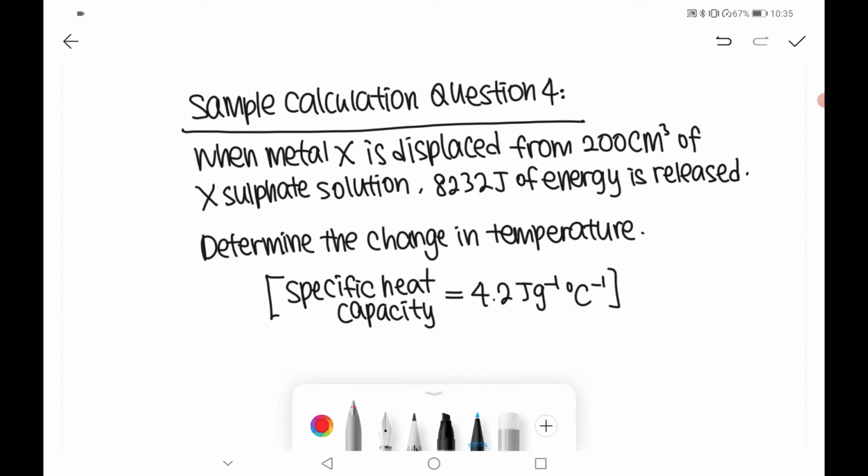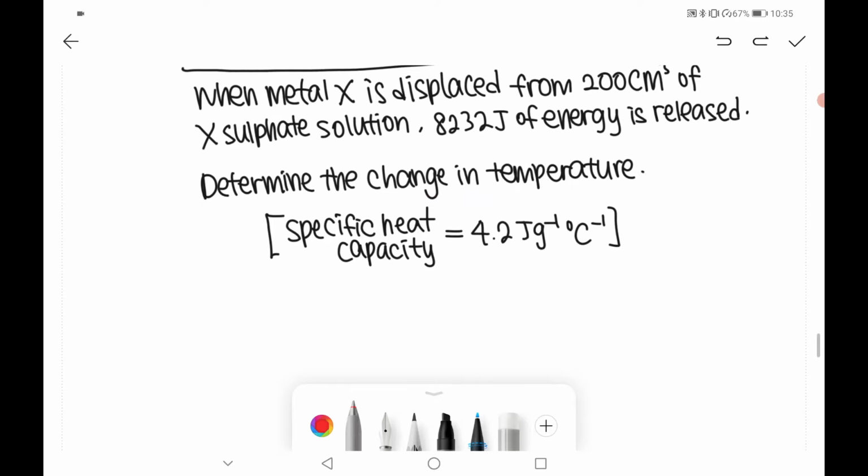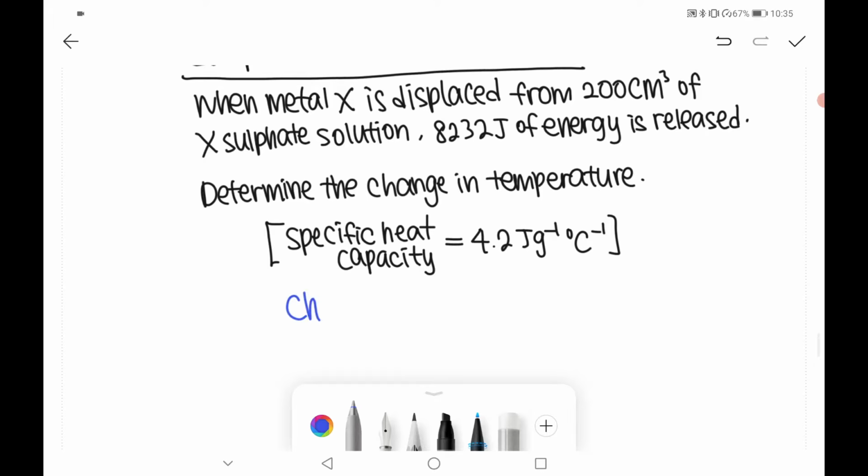This is question number 4. The question says, when the metal X is displaced from the 200 cm cube of X sulfate solution, 8,232 joule of energy is released. Determine the change in temperature. So what we want is the change in temperature. Change in temperature is theta. We want to find the change in temperature, which is referring to theta.